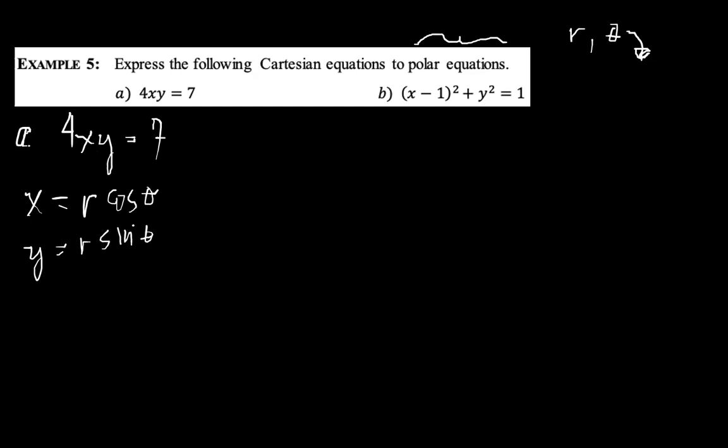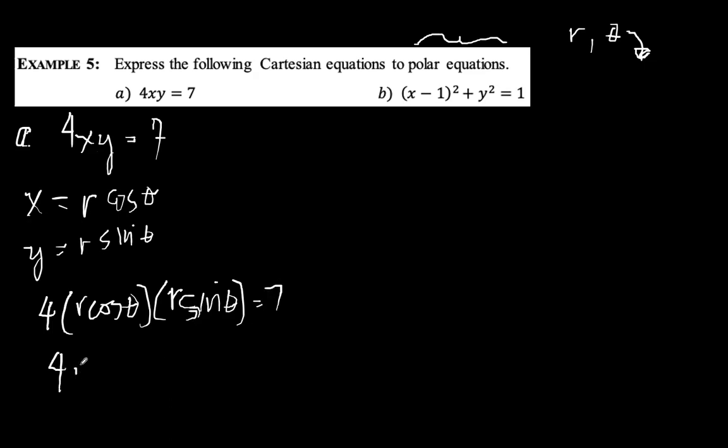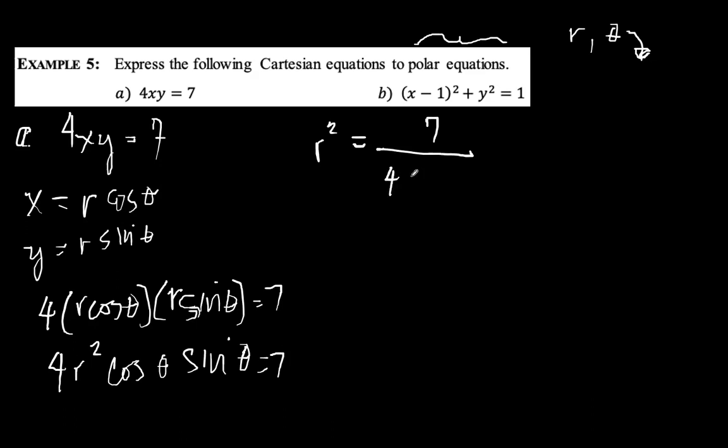So for us to do that, let's substitute. So for x, it is r cosine theta, times the y, which is r sine theta, is equal to 7. And let's simplify: r squared cosine theta sine theta is equal to 7. And let's solve for r in terms of the angle measure and the trigonometric functions as well. So that's r squared equals 7 over cosine theta times sine theta.